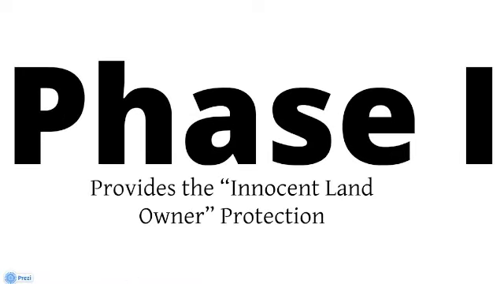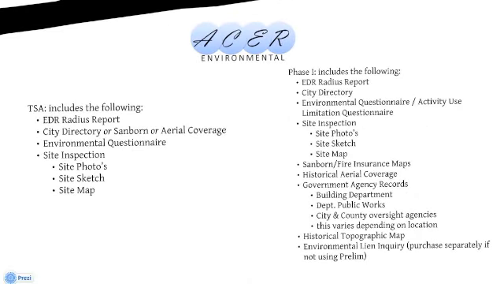Because of the additional research that is completed in a Phase 1, it is the only form of due diligence that provides an owner the liability protection if an environmental issue is found in the future. Let's review why they are different. You can see more time, data review, and research goes into a Phase 1 report in order to review the history of the property and locate environmental issues.